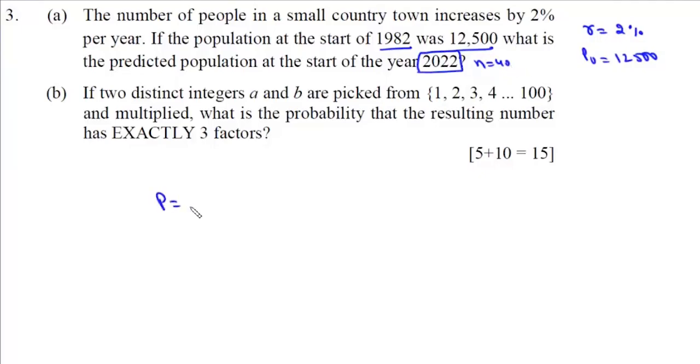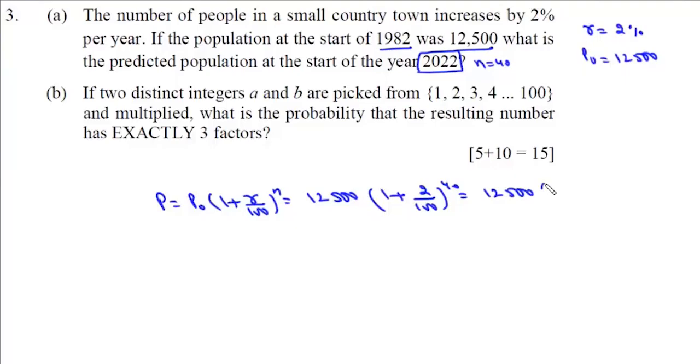Now population after 40 years will be P naught into 1 plus r by 100 to the power n. Now P naught is 12500 and this is 1 plus 2 by 100 to the power 40. So population after 40 years will be 12500 into 1.02 to the power 40. And that is the answer to this question.